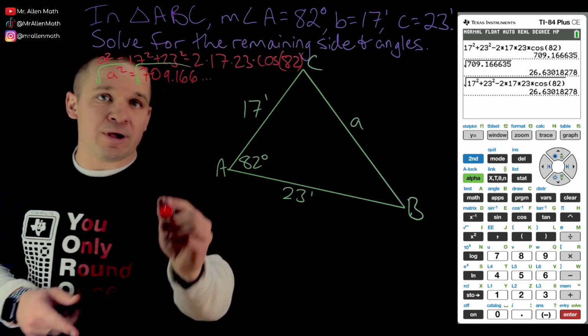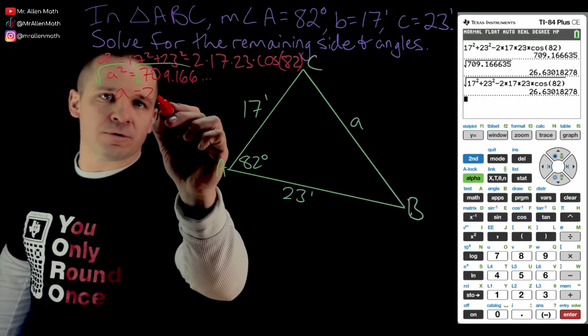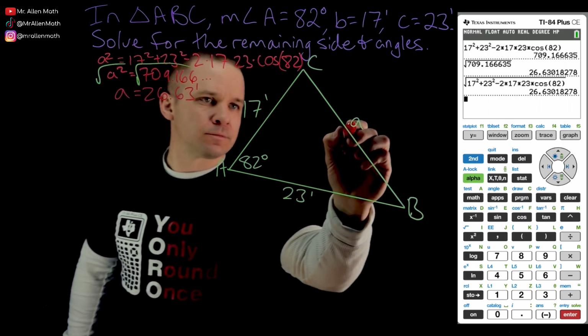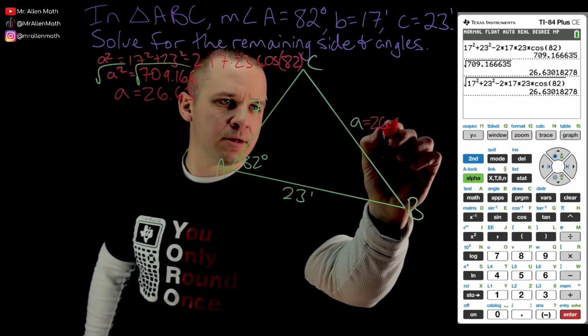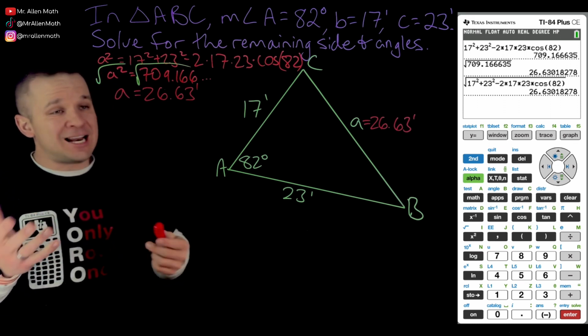And then once we did that, we got A equals 26.63 feet. Boom. Okay, cool. Awesome. First one done. Now I just got to get some angles.